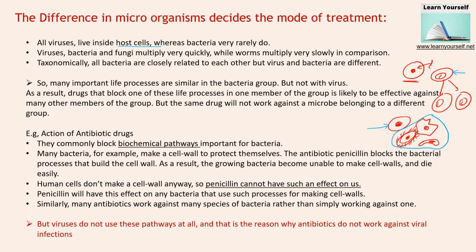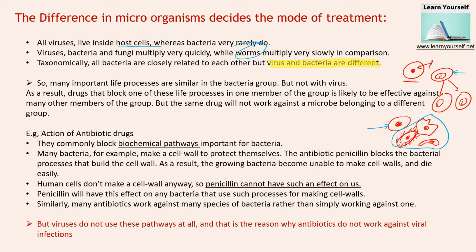Because mostly all the bacteria have their own cell. Viruses, bacteria and fungi multiply very quickly, while worms multiply very slowly in comparison, because worms are multicellular, whereas viruses, bacteria and fungi are single cell creatures. Taxonomically, all bacteria are closely related to each other. So as we have seen, viruses and bacteria are different. Many important life processes are similar within the bacteria group, but not within viruses.